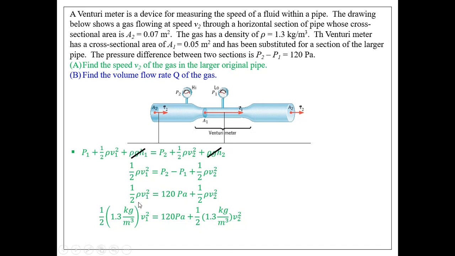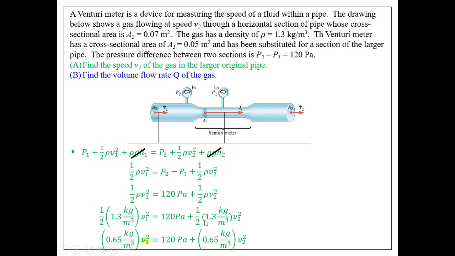So the 1/2 I carry down. The density of this particular gas is 1.3 kilograms per meter cubed, which is given. V1 squared is carried down. 120 likewise, and likewise on the right side. The only difference here is I substituted out density for 1.3, which is the given value. I kept V2 squared as a variable as well. But focus on what you're trying to find. You're trying to find V2. So in order to find V2, the only thing holding you back here is V1, or V1 squared. V1 is your unknown. We just have to figure that out and square that term. I'm going to highlight this for you. So I simplify 1/2 times 1.3, which is 0.65.